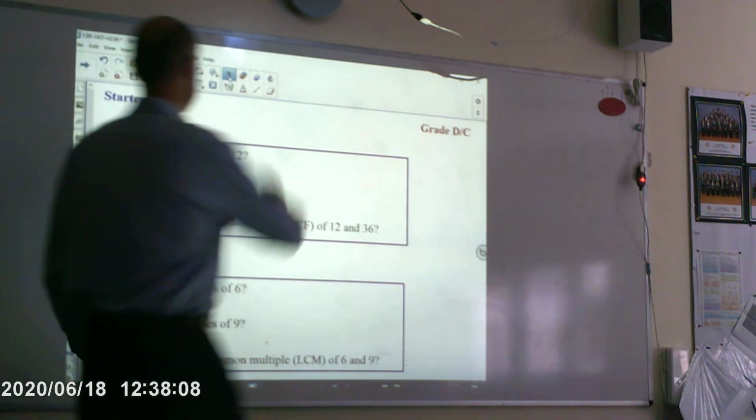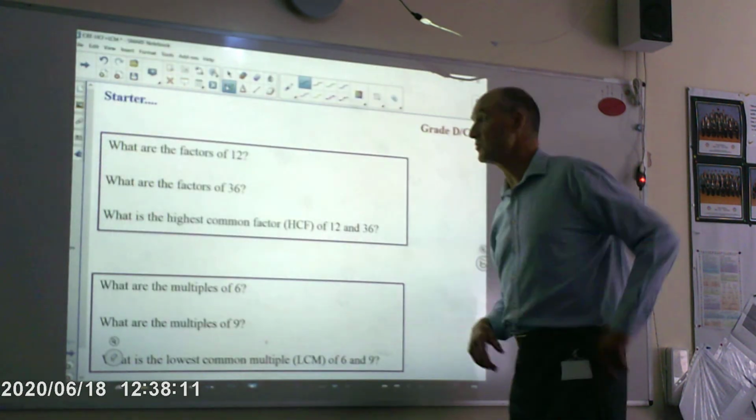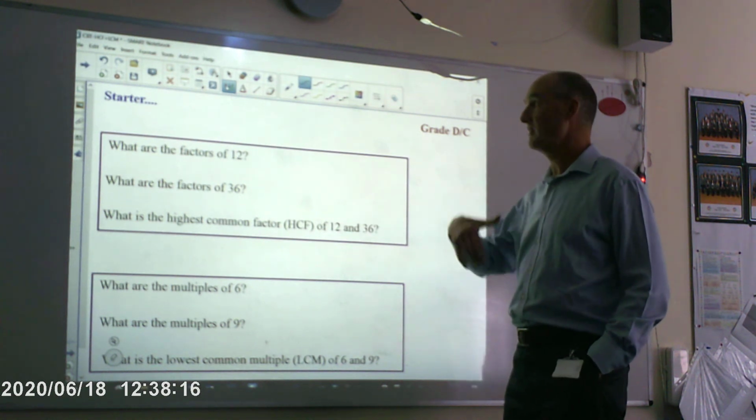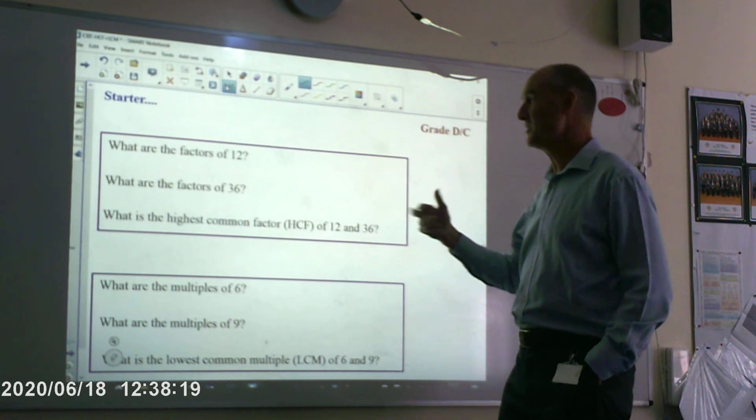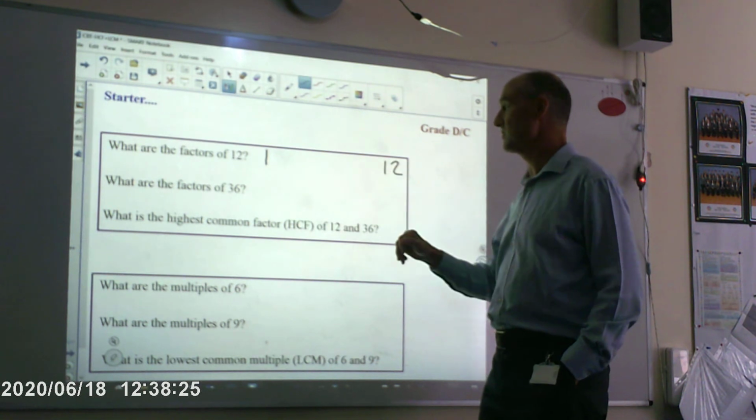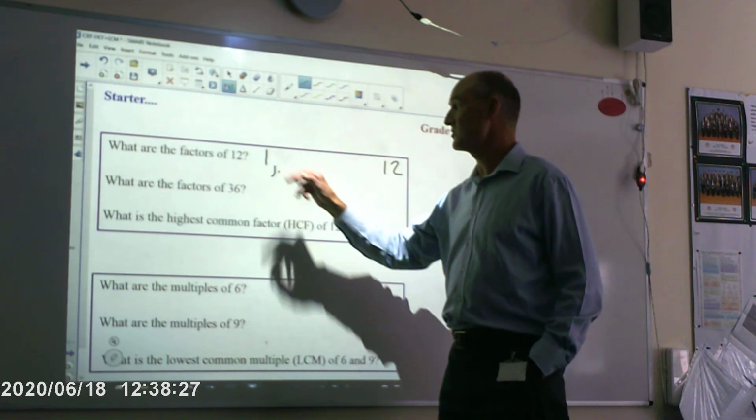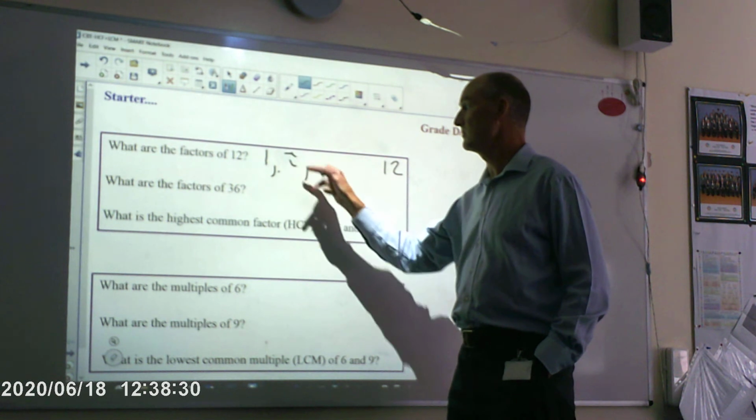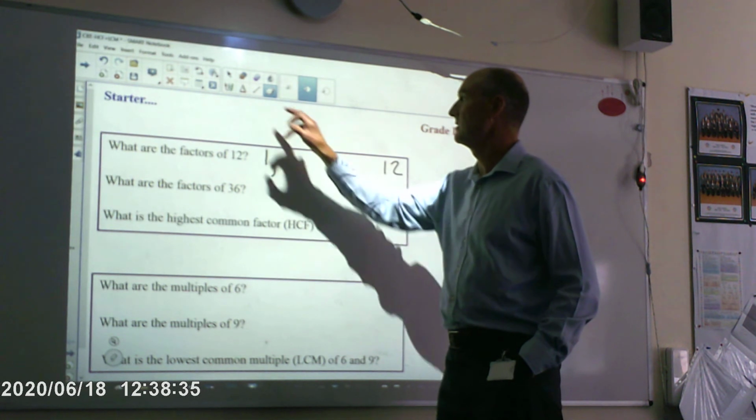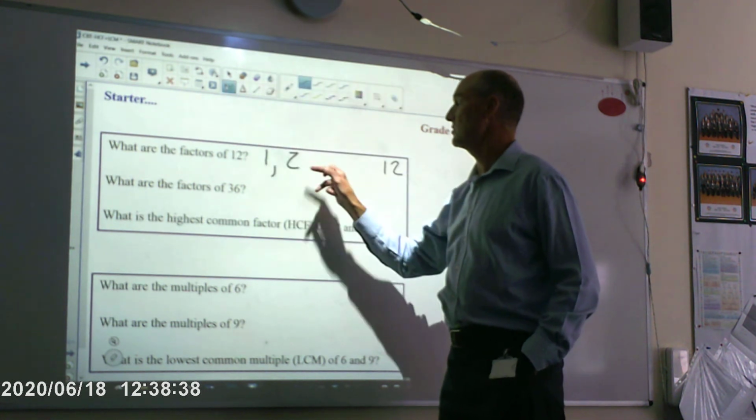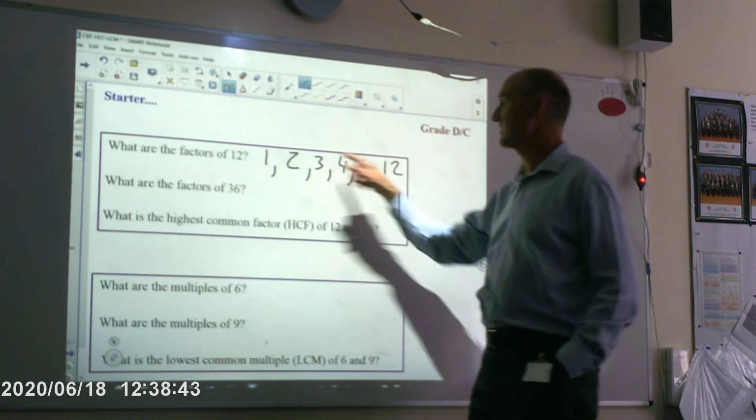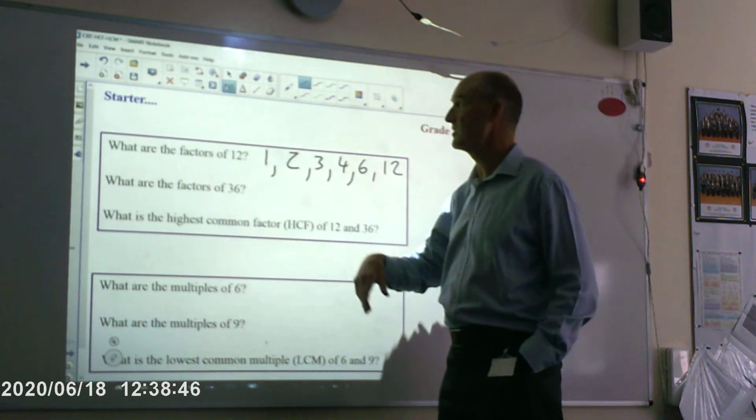Okay, so year 10, let's have some solutions to this. What are the factors of 12? The factors of 12, numbers that go into 12 whole. So, ones that people forget: 1 is a factor of 12, 12 is a factor of 12. What else divides into 12 exactly? 2, 3, 4, 6, all factors of 12, all numbers that divide into 12 exactly.